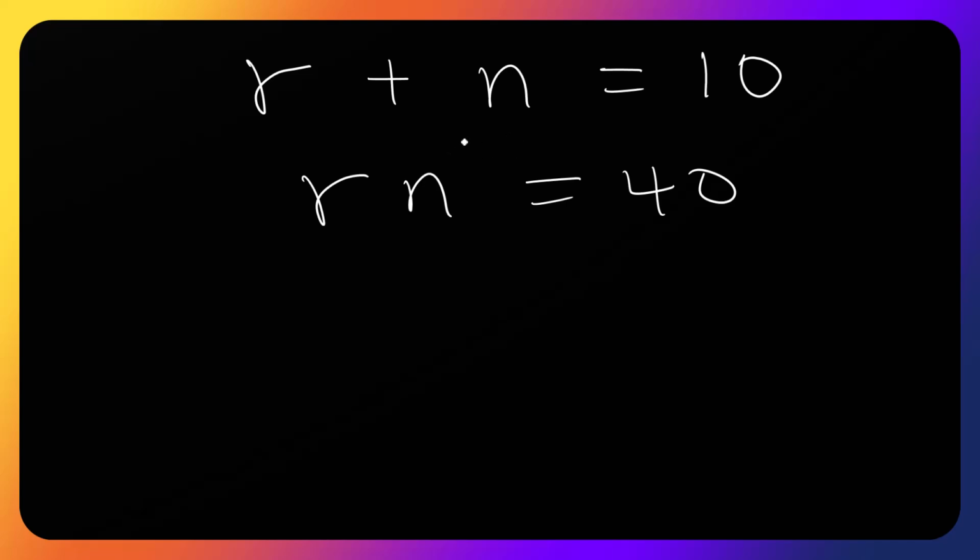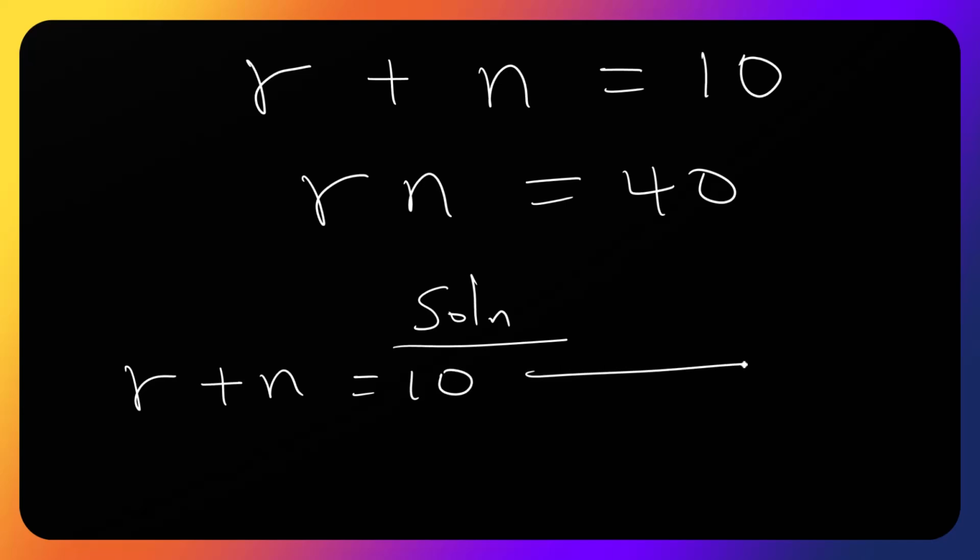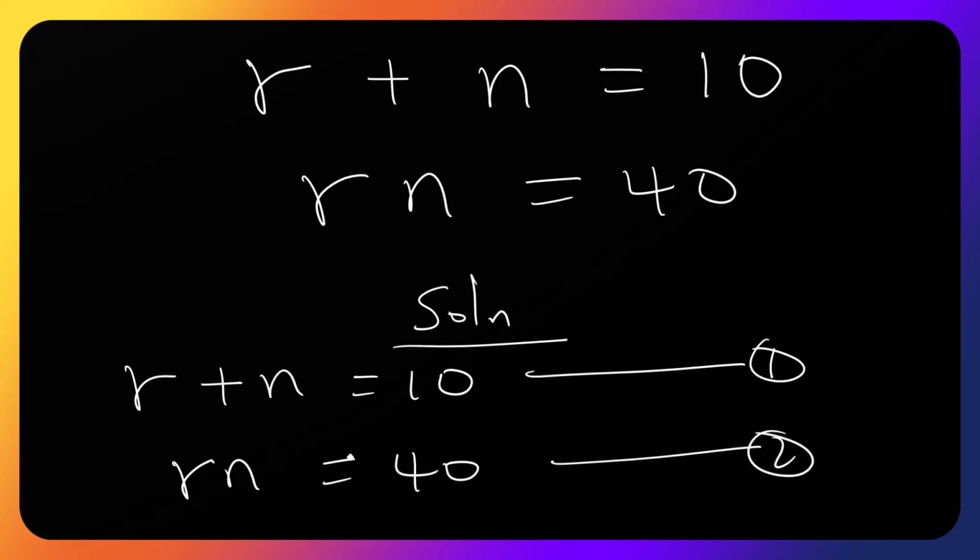Let's solve for R and N here. Solution. First of all, let's label the two equations. So we have R plus N equals 10. Let's name it equation 1. And we have RN equals 40. That will be the second equation.